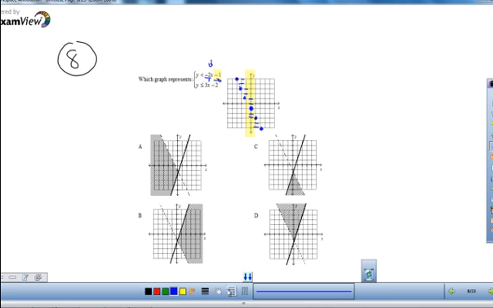Since there's no line underneath, it's going to be a dashed line. Okay, so it's a dashed line. The next one, I'm going to put a dot on negative 2. From there, I'm going to go up 3, right 1. And since there is a line underneath, the equal sign, we're going to have a solid line.